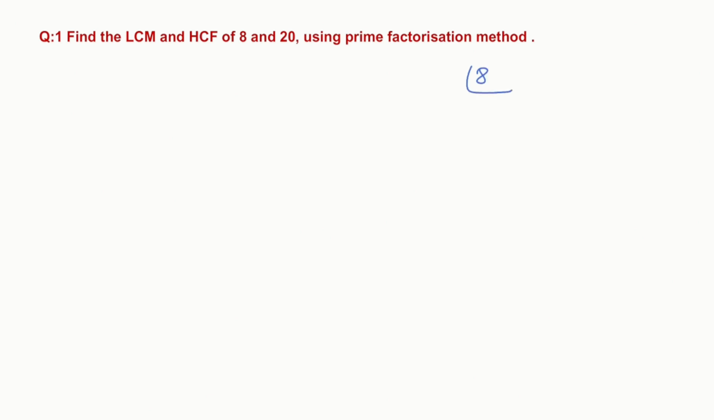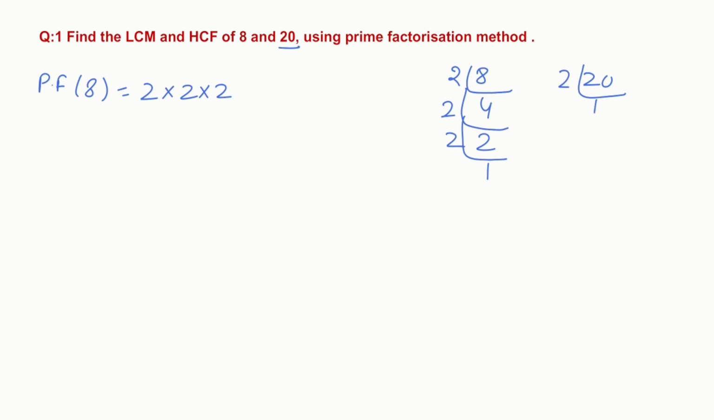So 8 can be divisible by 2, so I will take 2. 2 times 4 is 8. Now 2 times 2 is 4 and 2 times 1 is 2. So the prime factors of 8 are 2 times 2 times 2. Now for the prime factors of 20, I will take 2. 2 times 10 is 20. 2 times 5 is 10 and 5 times 1 is 5. So the prime factors of 20 are 2 times 2 times 5.